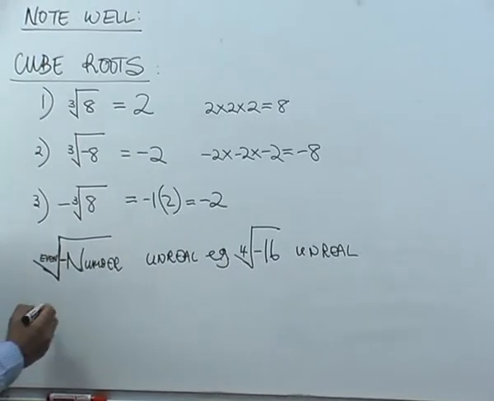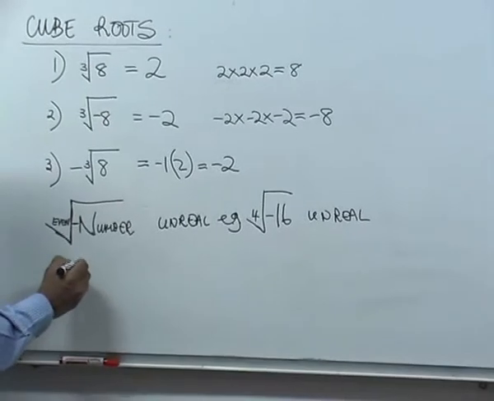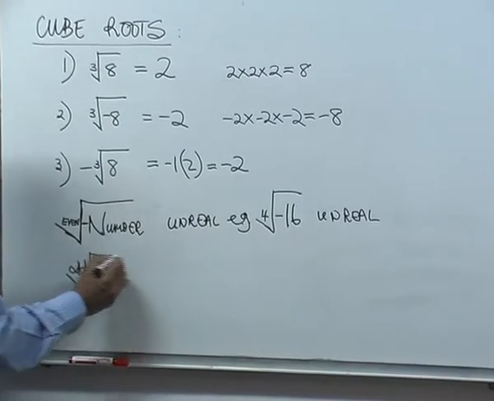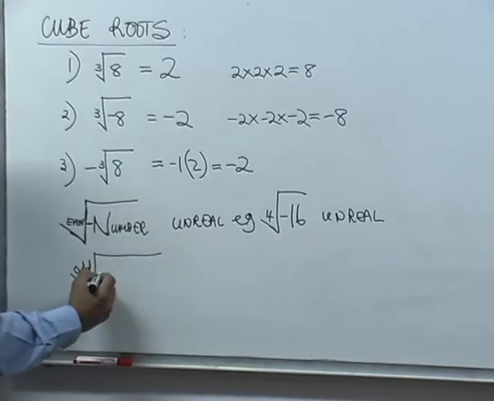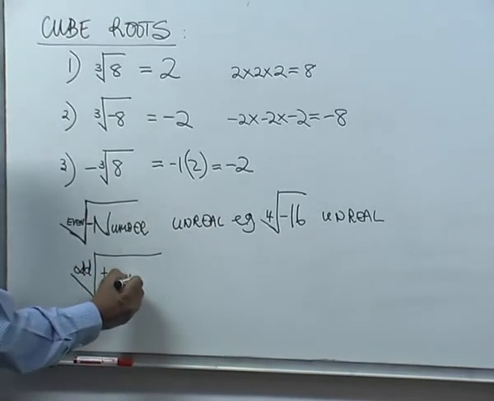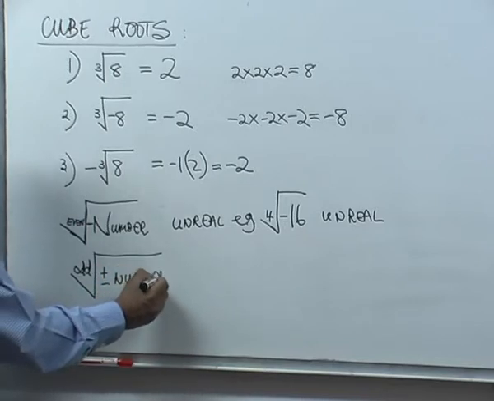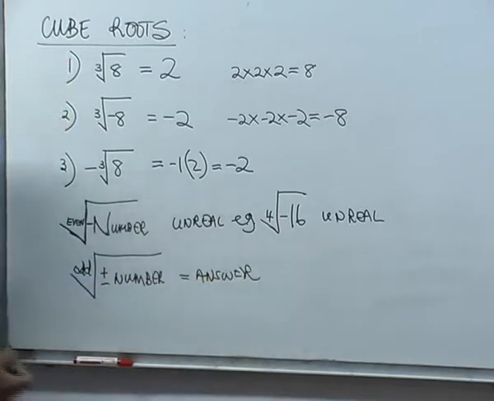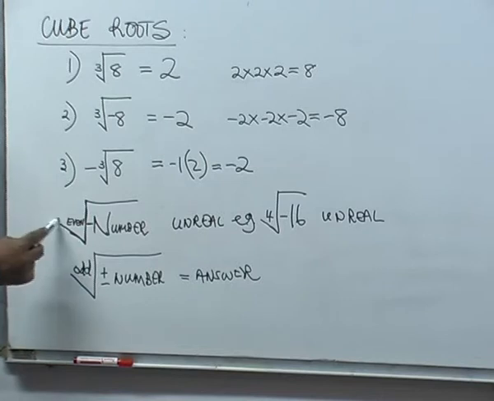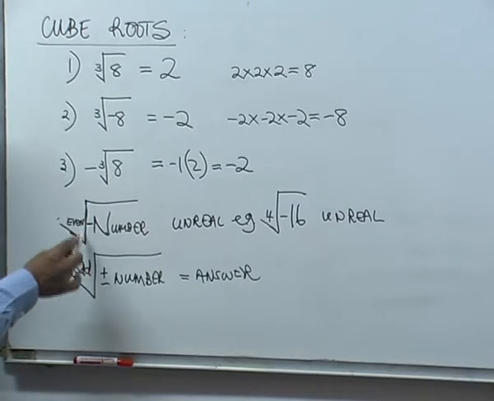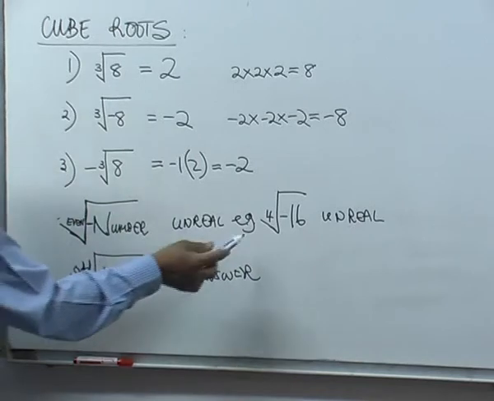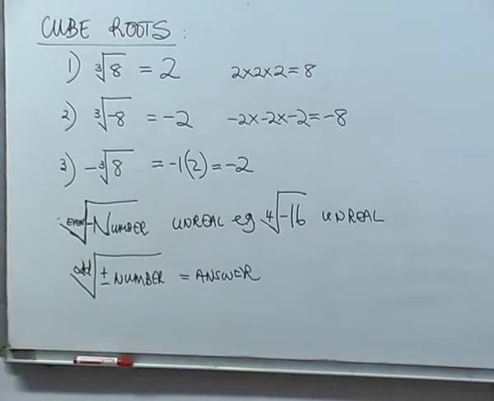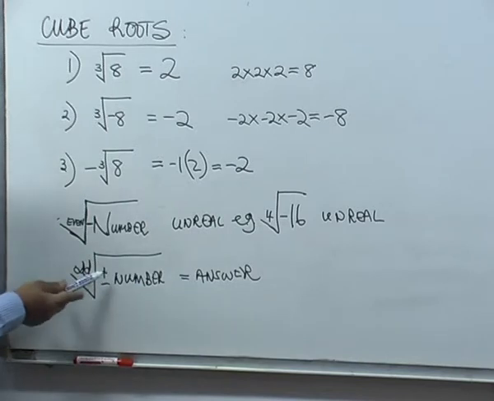But if it's an odd number here, then you can have a plus or a minus number and you can still find an answer. So if it's an even root and a negative number, it's unreal and you will not be able to find the answer. But if it's an odd root, then it can be a plus number or a minus number and you will be able to find an answer.